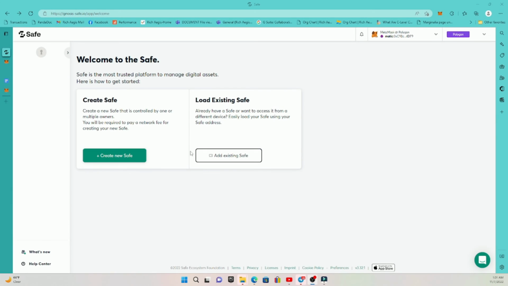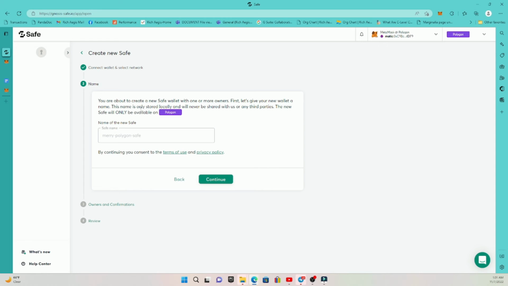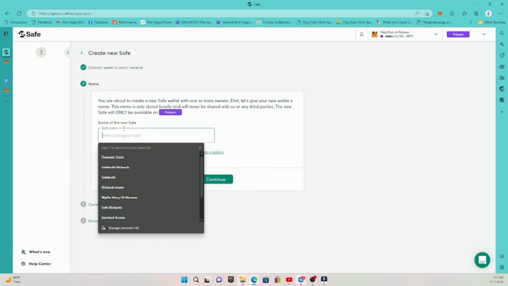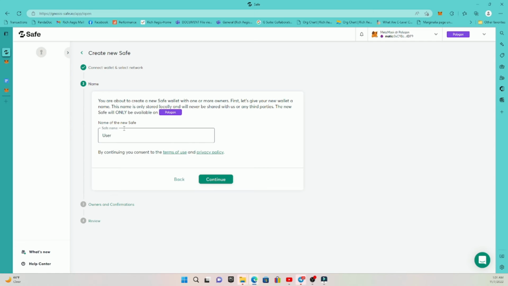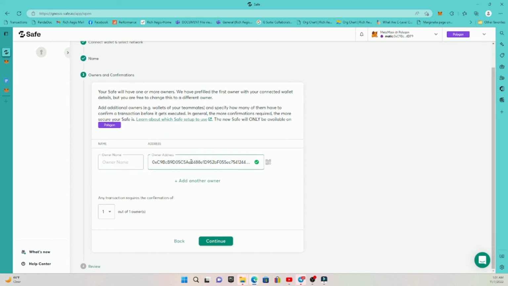Okay, so now we're inside of the safe. Now what we're going to do is create a safe. We're going to do the Polygon network, because that's what we represent. We represent Polygon. We want to name it. Let's just say we're going to name it users escrow. All right, continue. And let's just say we got the token address right here.